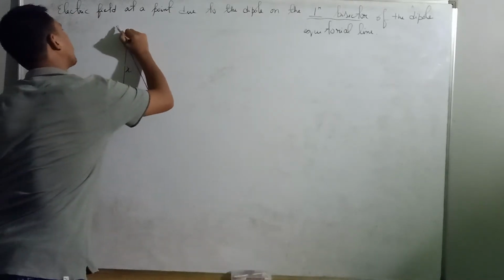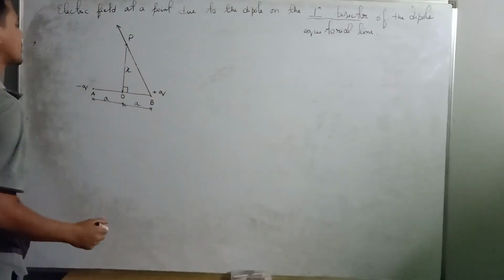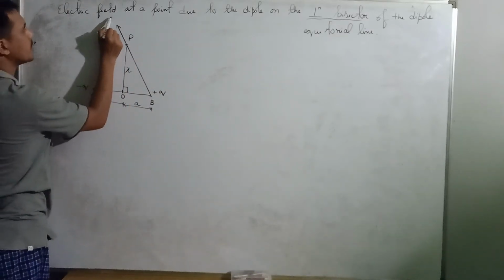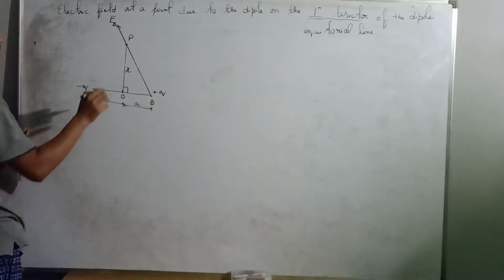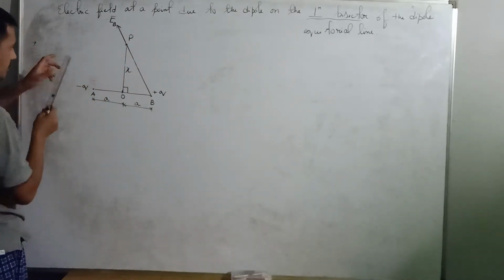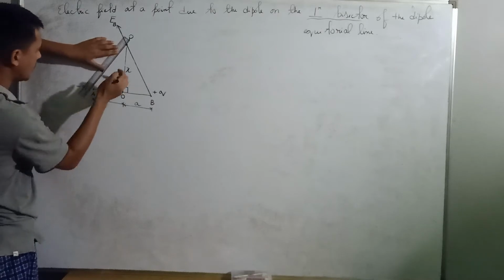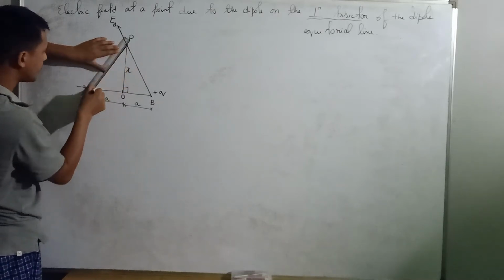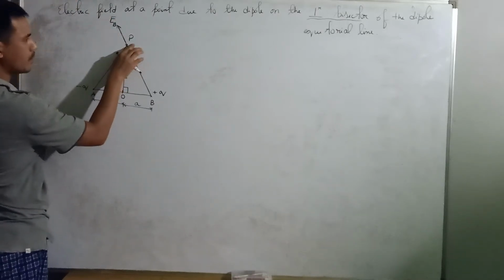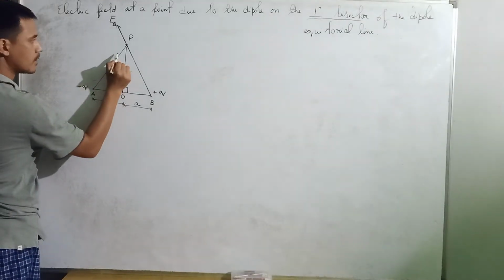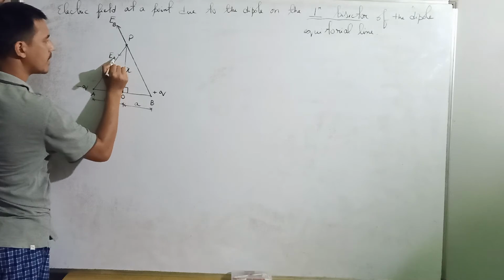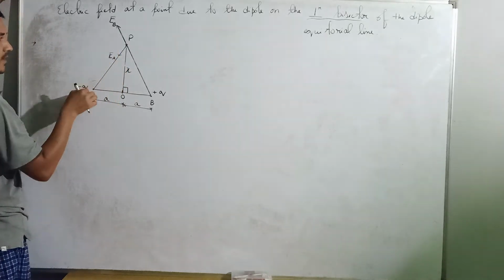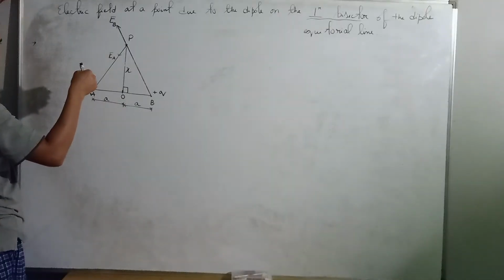It will act outwards. So this one will be your EB. And the electric field at point P due to this minus Q will act in this direction. So this will be your EA, because the electric field due to a negative charge acts inwards. Okay.